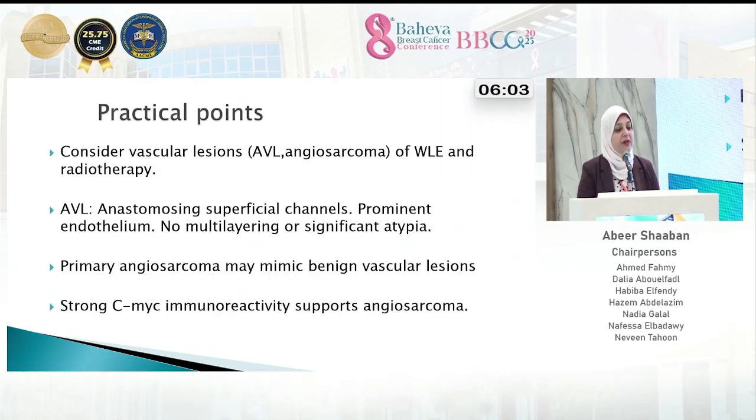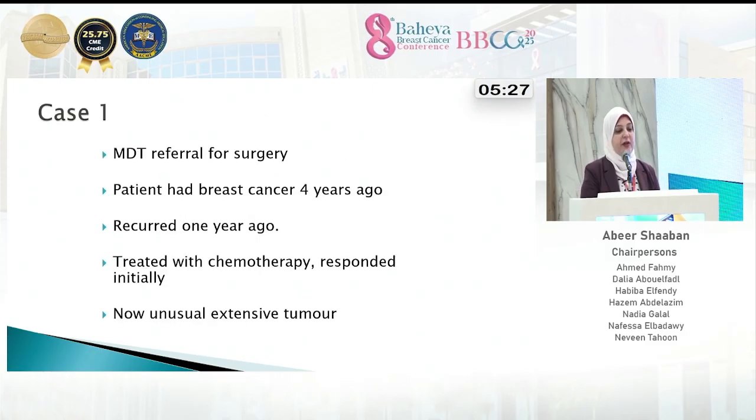So practical points: consider vascular lesions, AVL, and angiosarcomas after wide local excision and radiotherapy. And AVL can present as an anastomosing superficial wedge-shaped lesion with prominent endothelium, but it lacks the other criteria of angiosarcoma, such as multilayering or marked cytological atypia. Primary angiosarcomas may mimic benign vascular lesions, and have strong c-Myc. If you have a vascular lesion with strong c-Myc immunohistochemistry, that is neoplastic. That's not a benign vascular lesion.